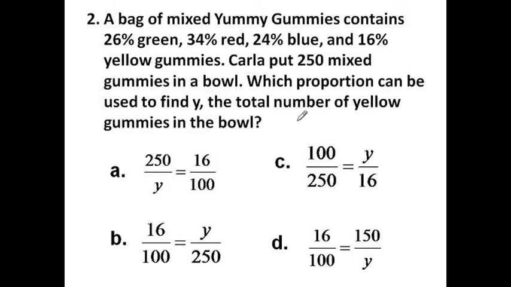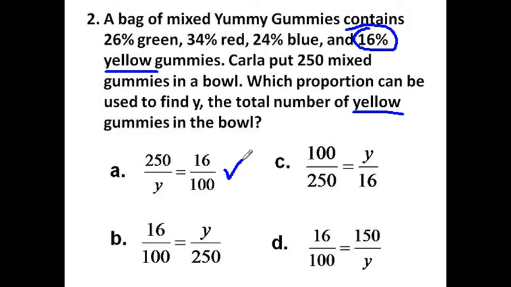We're talking the yellow gummies. So if I go up here, let's see, it said that there was 16% yellow gummies in the bowl. Well, I know that that means 16 out of 100. Let's see which one of these proportions has that part set up correctly. Okay, right here on A, I see 16 out of 100 there. That looks good.